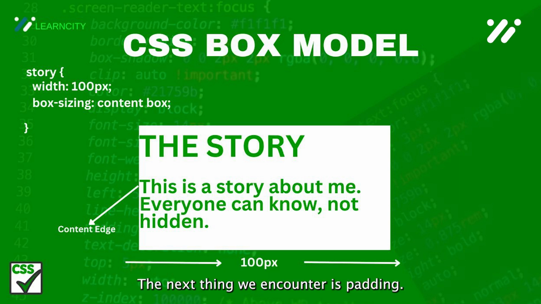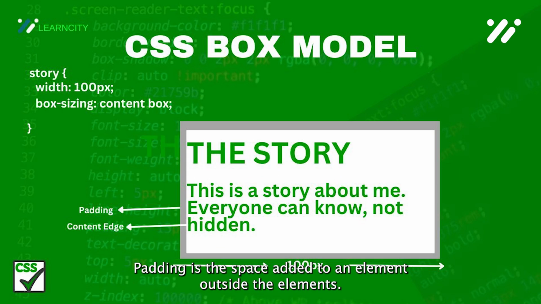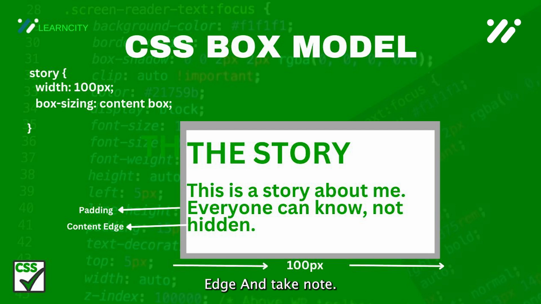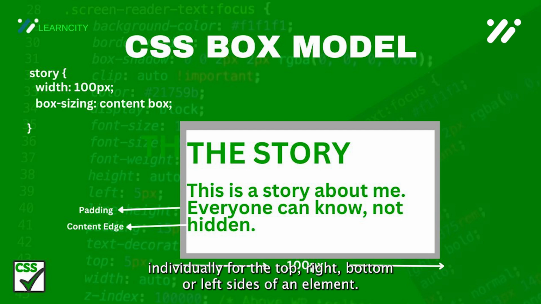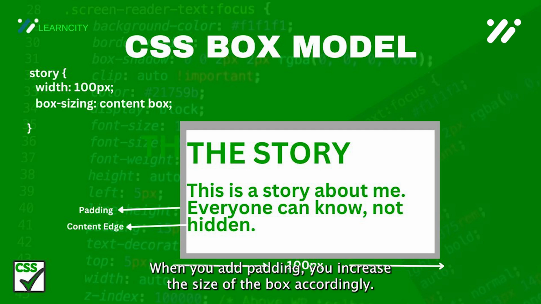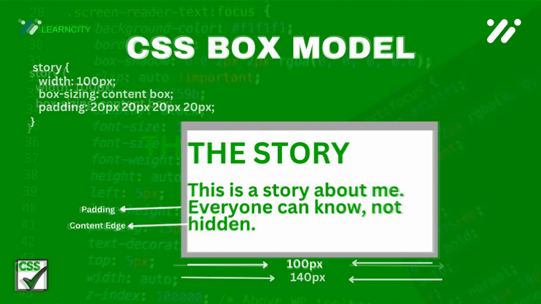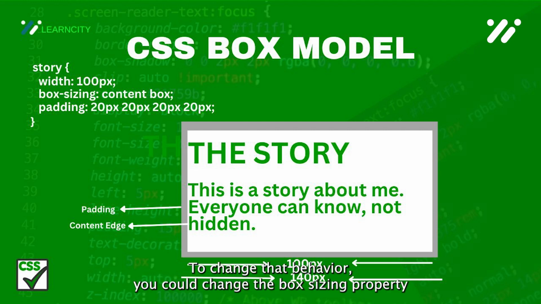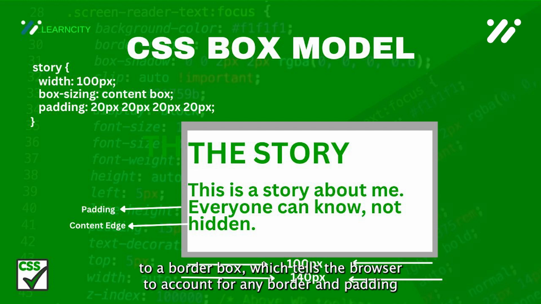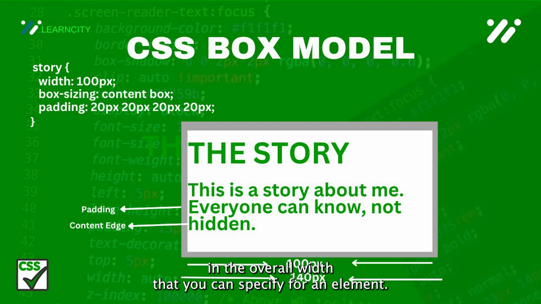The next thing we encounter is padding. Padding is the space added to an element outside the element's edge. And take note, you can define padding individually for the top, right, bottom, or left sides of an element. When you add padding, you increase the size of the box accordingly. So here we've got a 100 pixel wide box with 20 pixels of padding on all sides. That would give us a total of 140 pixels of total width. To change that behavior, you could change the box-sizing property to border-box, which tells the browser to account for any border and padding in the overall width that you specify for an element.